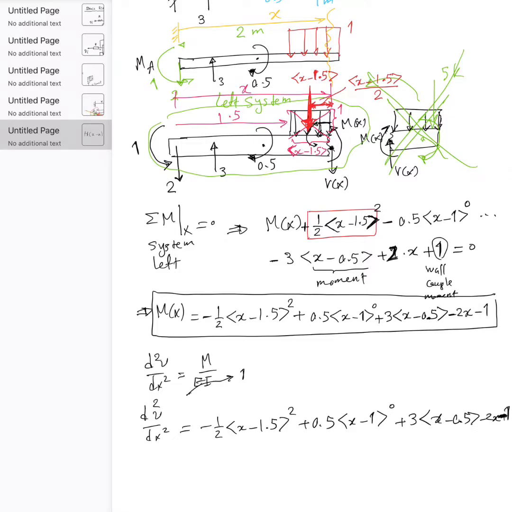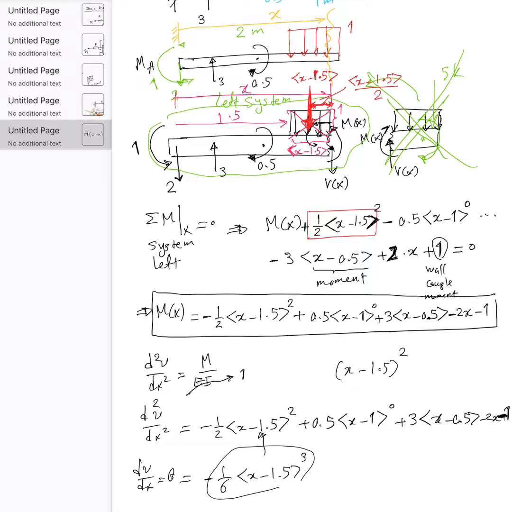And then you double integrate that. For example, the first integral, you get the slope dv/dx is theta, the slope of the neutral axis. So you get negative 1/6 (x - 1.5)^3. Why? Because when I take the derivative of this, it becomes negative 1/6 times 3 (x - 1.5)^2. Okay, and 3/6 is 1/2. So I get back to this relation. You just treat it, to make it short, like a parenthesis, (x - 1.5)^2.